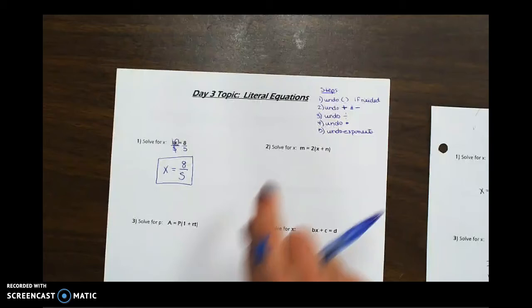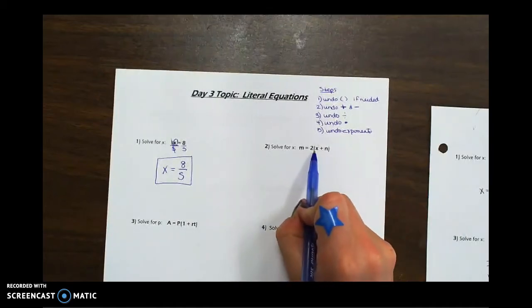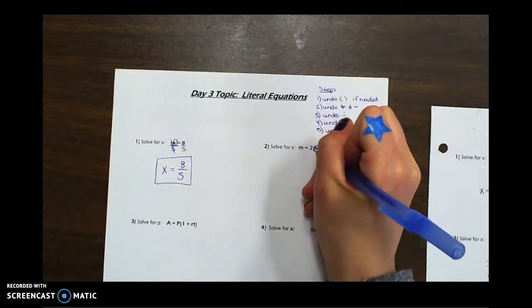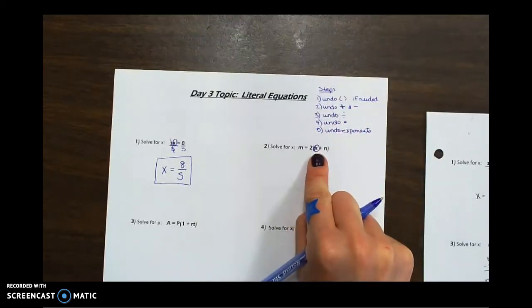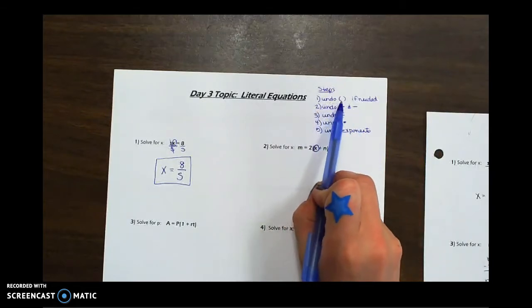Now let's take a look at number 2. It says solve for x. m equals 2 parentheses, x plus n parentheses. I'm going to circle the x. So I want to keep the x right where it is, and I'm going to bring everything else to the other side. So step number 1, undo parentheses if needed.